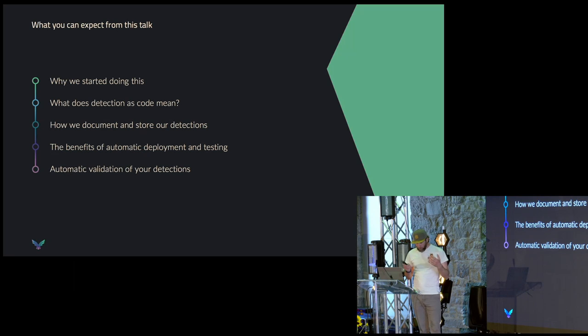So what you can expect here is basically why we started doing the detection as code bit. What does it mean to us? How we document and store and process and analyze everything. What are some of the benefits of that? And then how that can enable you to do automatic validation.